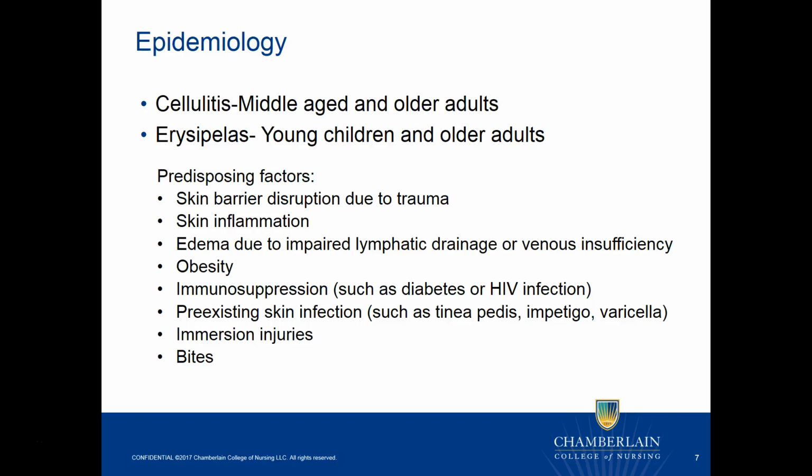Predisposing factors for development of cellulitis and/or skin abscesses include skin barrier disruption due to trauma, skin inflammation, edema due to impaired lymphatic drainage or venous insufficiency, obesity, immunosuppression such as diabetes or HIV infection, pre-existing skin infection such as tinea pedis, impetigo, or varicella, immersion injuries, and bites.